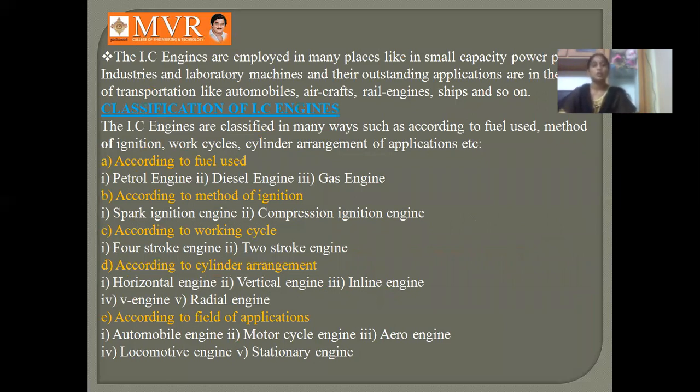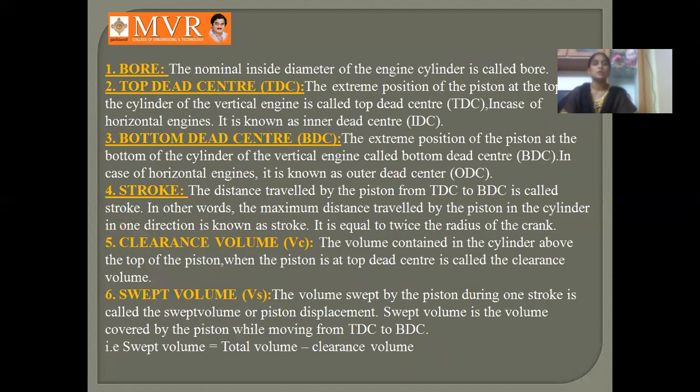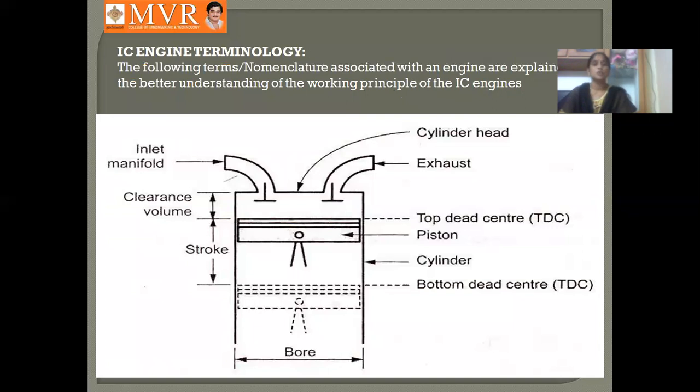According to the method of ignition: spark ignition and compression ignition. According to working cycle: 4-stroke and 2-stroke. According to cylinder arrangement: horizontal engine, vertical engine, inline engine. According to field of application: automobile, motorcycle, aerospace, locomotive, and stationary engines. These are the terminologies used in IC engines: top dead center, bottom dead center, clearance volume, stroke, exhaust, and cylinder head.